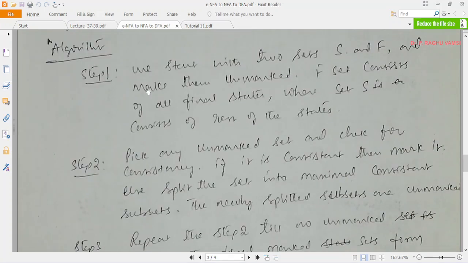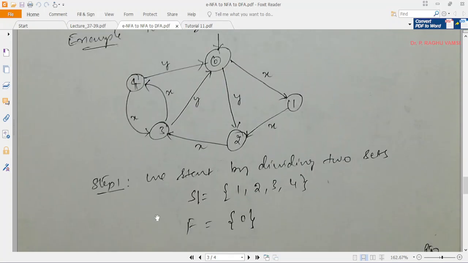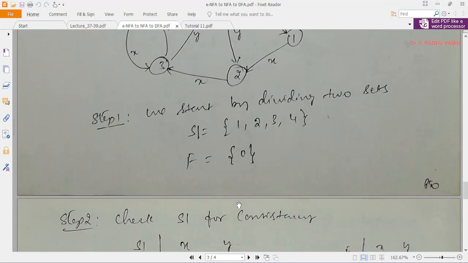As for step 1, we need to start with two sets, S and F. Here we need to start by dividing the states into two sets. S is the set consisting of non-final states, that is 1, 2, 3, 4, and F is the set consisting of the final states. Here the final state is 0.